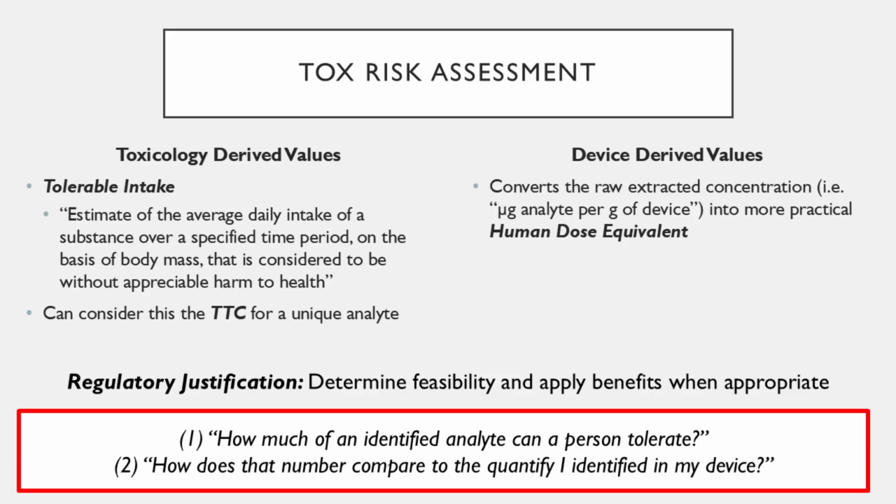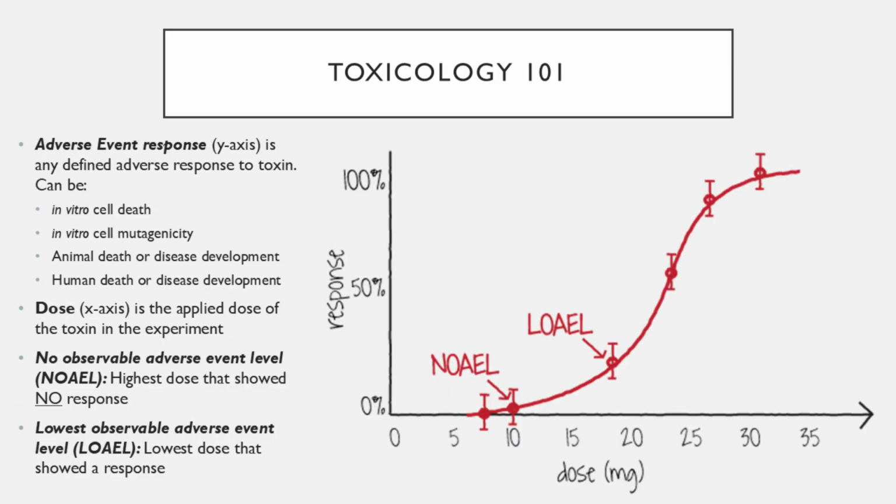Now, to understand some of these terms, I want to go into a little bit of toxicology 101 and talk about how we actually assess what a toxicological concern might be for any particular analyte. And this is where we want to get a dose response relationship out of any particular adverse symptom or event associated with a particular analyte or device.